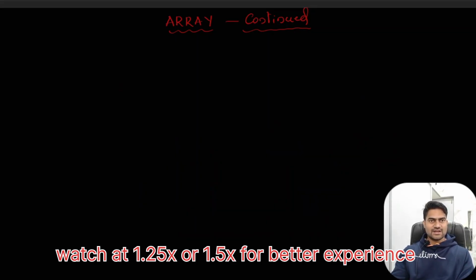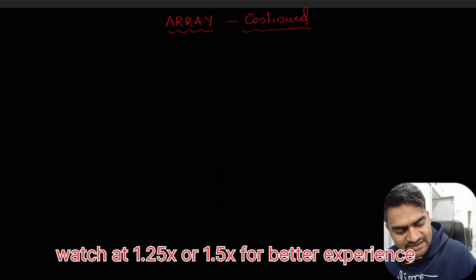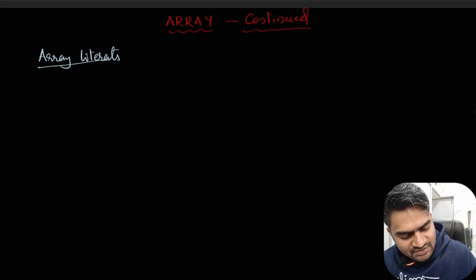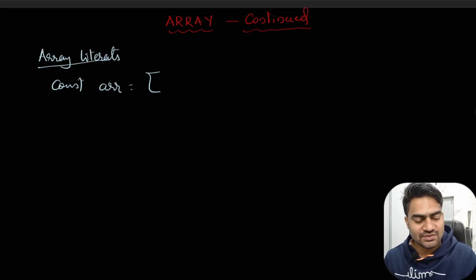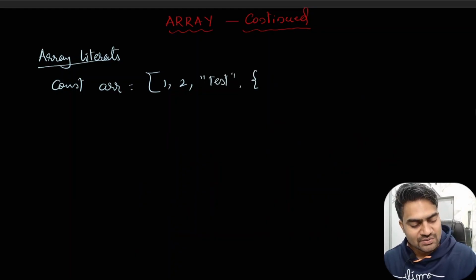So let us try to understand how we create an array and how we do some operations on arrays. First, how do we create an array in JavaScript? Basically, we use array literals. What we do is const array equal to something like this, square brackets. Using square brackets, we add elements into the array. If you see, I can add any type of data into the array.